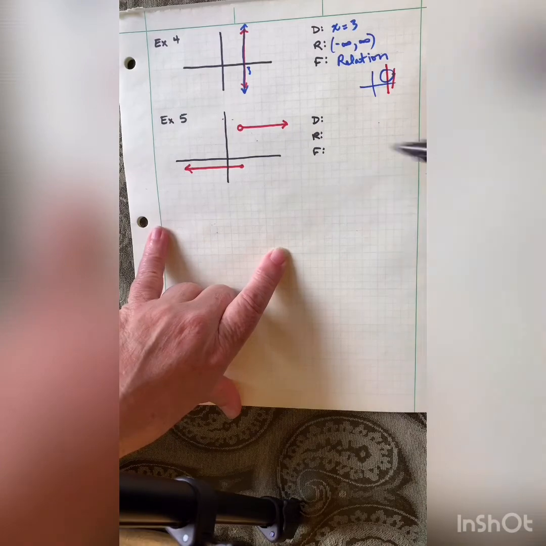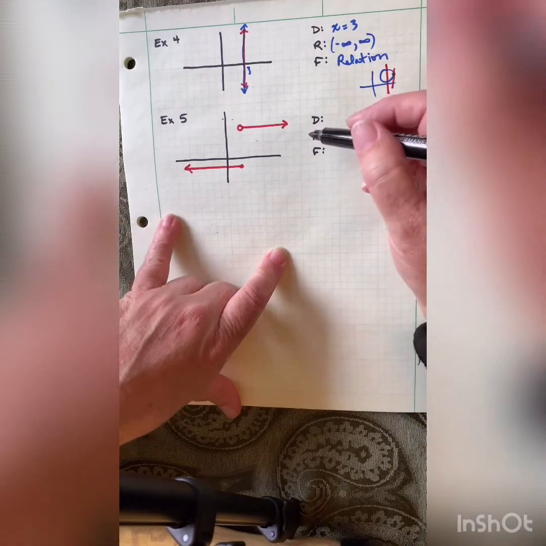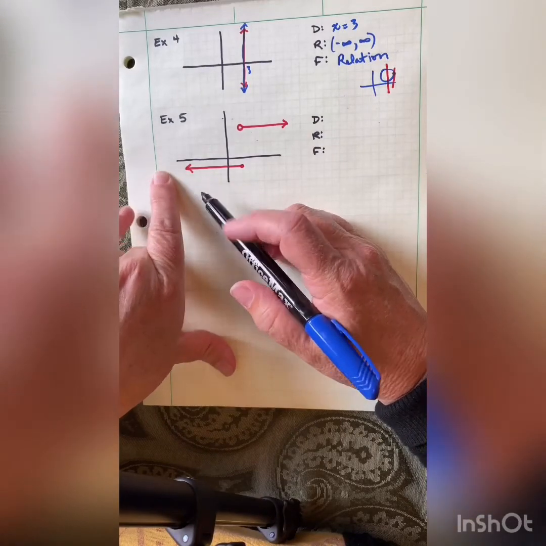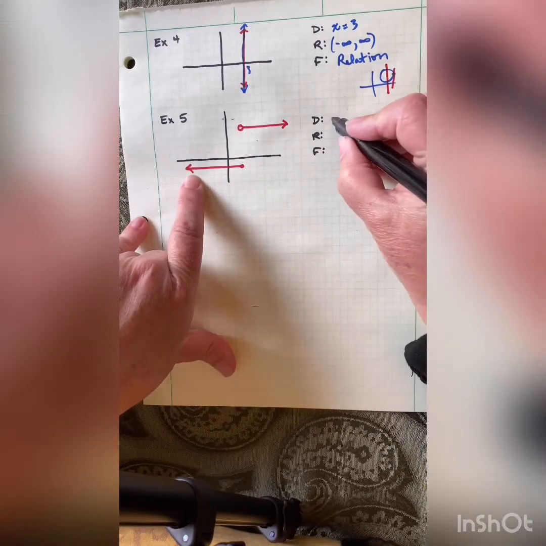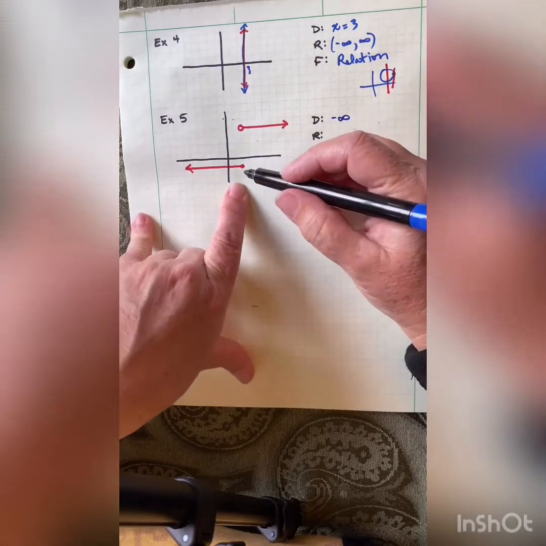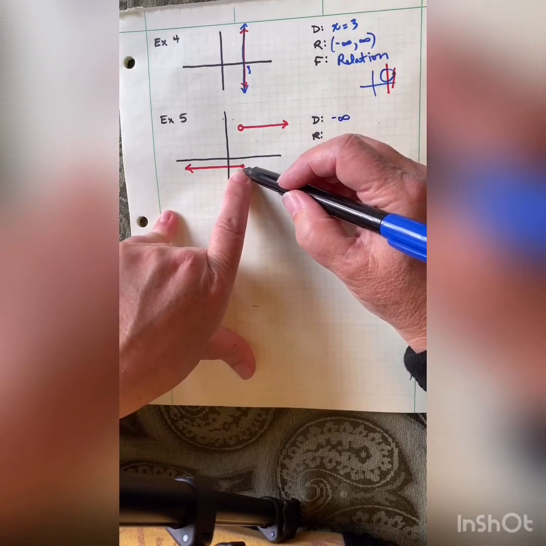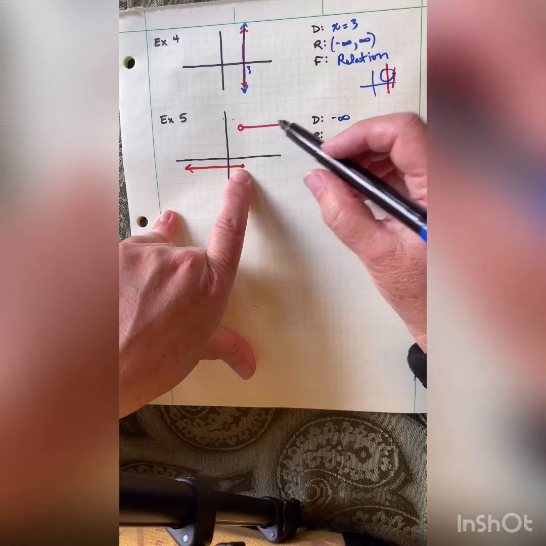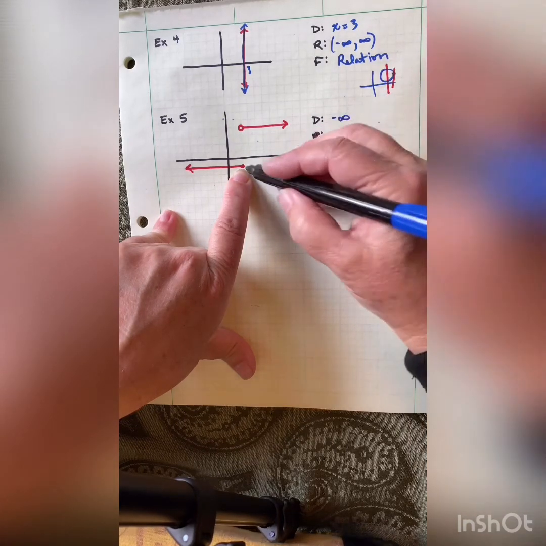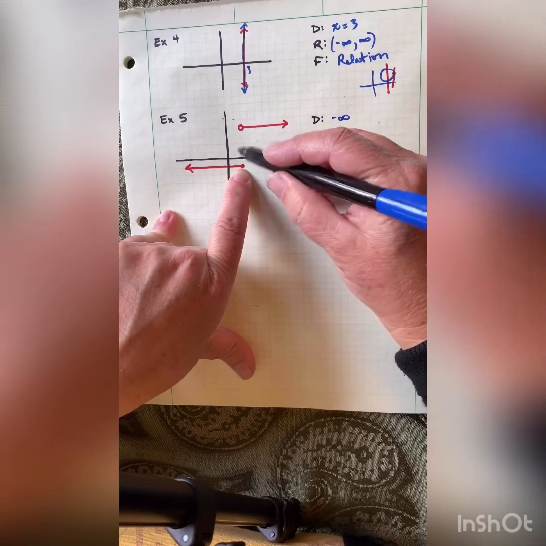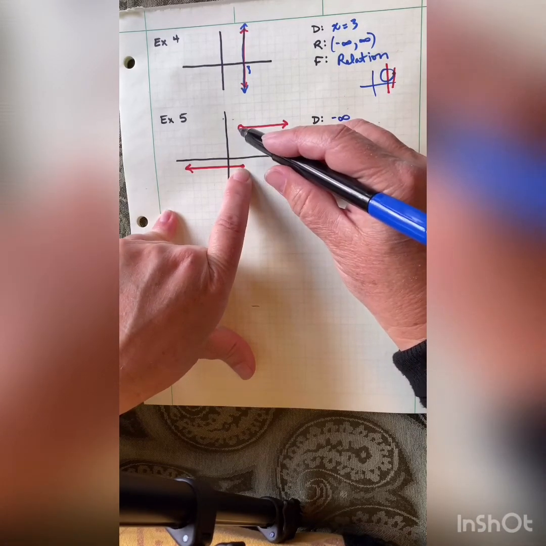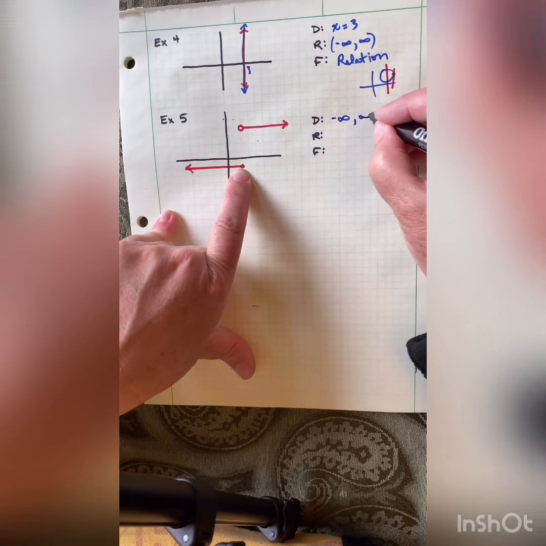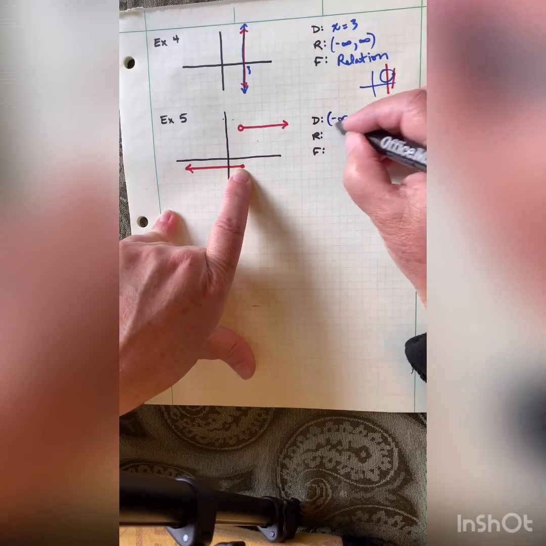All right, next one here. I want to know what my domain is, so possible x values. I've got this arrow here, so that's going all the way down to negative infinity. Then this dot is a closed dot, but that one's an open dot. This one goes to 2 and this one starts up at 2, so we're good there. And that goes on to infinity.